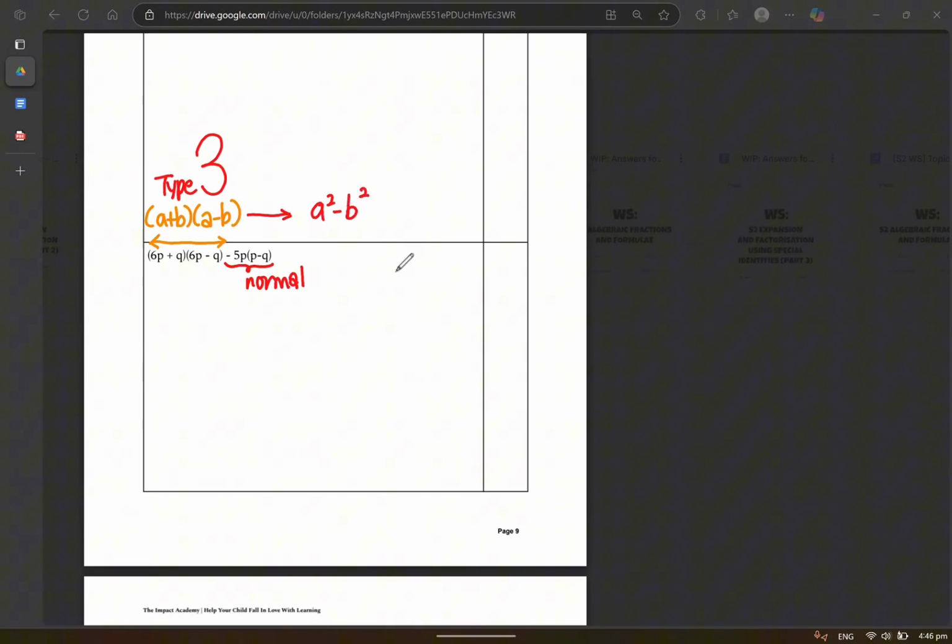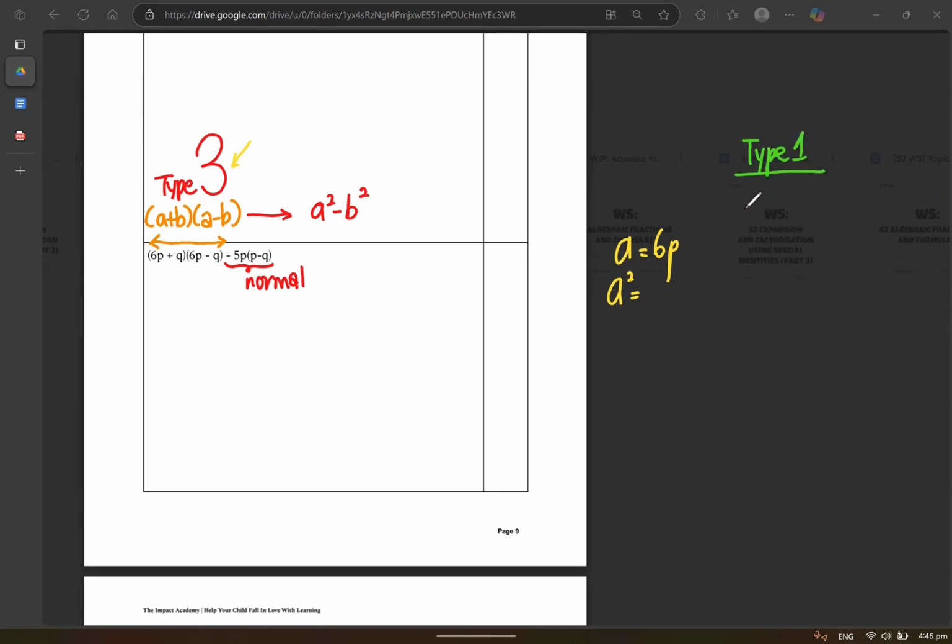So the first thing I have, let's talk about a first. A itself is 6p. Wouldn't it be a squared, 6p, plus b squared? No, it's a squared minus b squared, type 3. Okay, I can write down for you type 1. Let's talk about type 1 first.